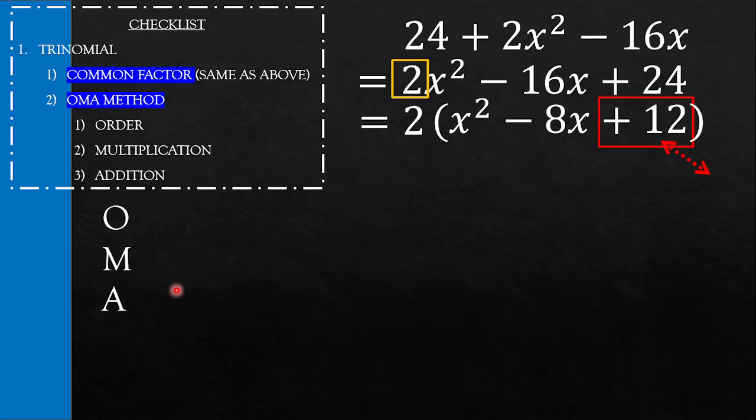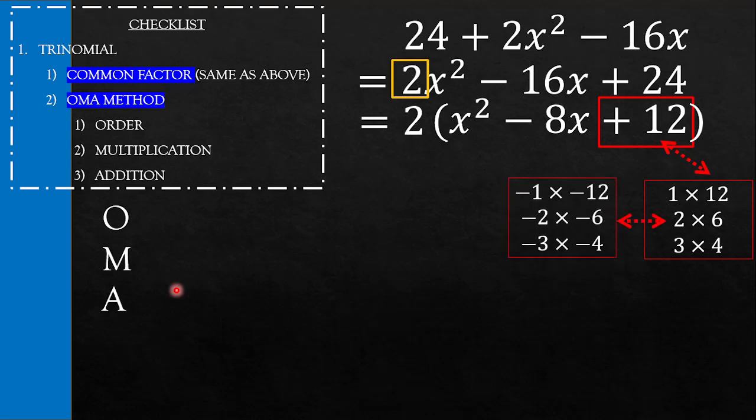Let's look at the 12. I've got 1 times 12, 2 times 6, and 3 times 4. But now what's happening, none of those numbers are going to add to get a minus 8. What's very important to know is that a positive times a positive is not the only way for us to get a positive. We can also use a negative times a negative. That's going to give us a positive.